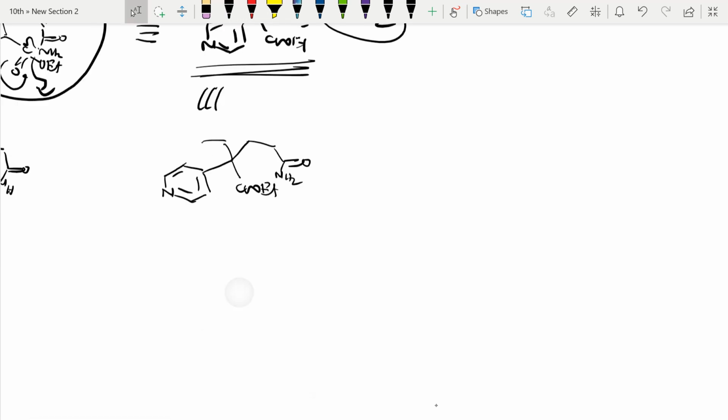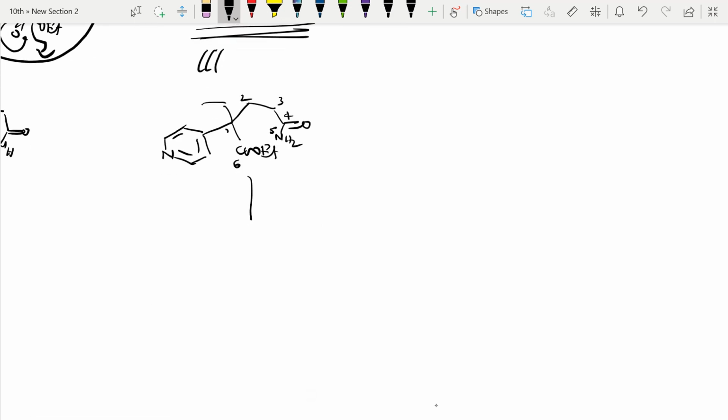See, 1, 2, 3, 4, fifth is nitrogen, and 6 is this. So OEt will leave the system. So I will get the target molecule directly. I hope you got it. So while rearranging, I missed it. I made a small mistake, right? So a 6 membered ring.